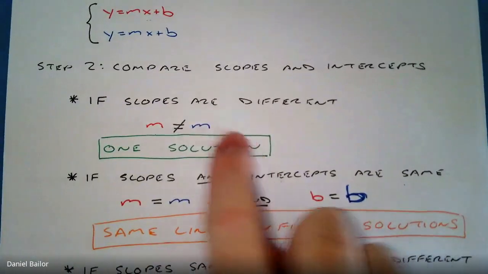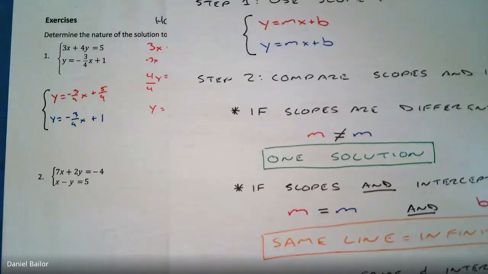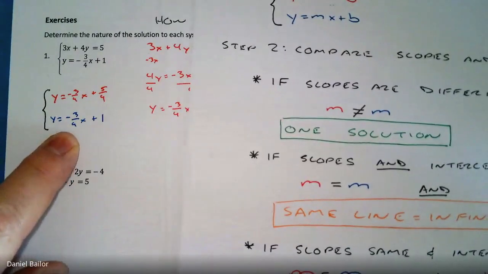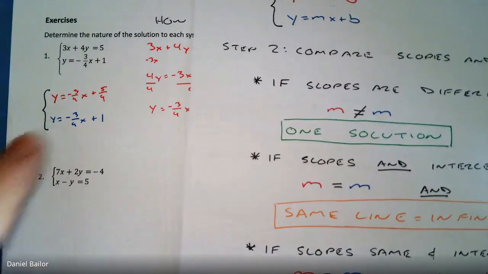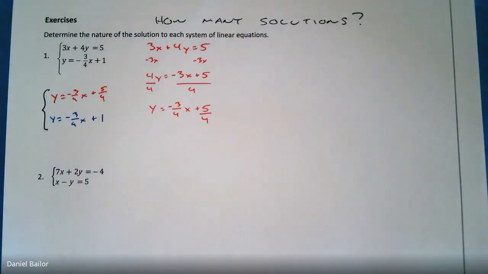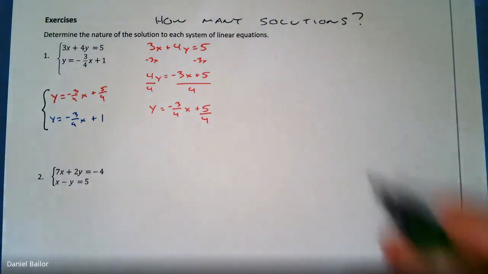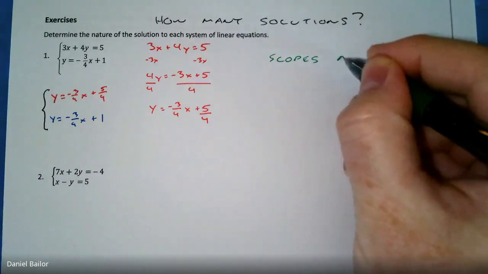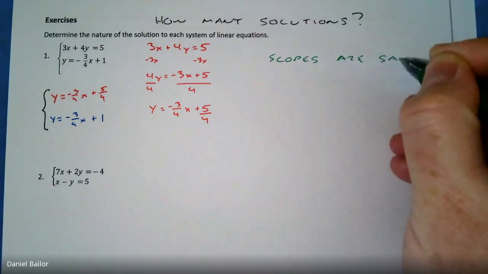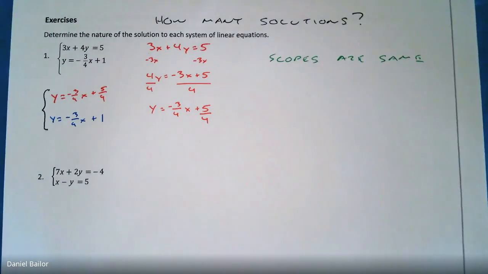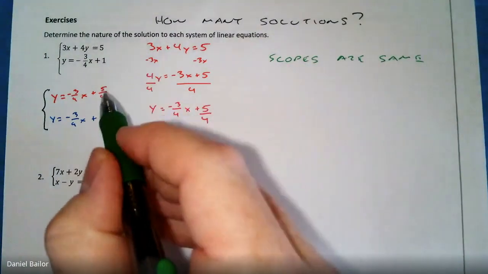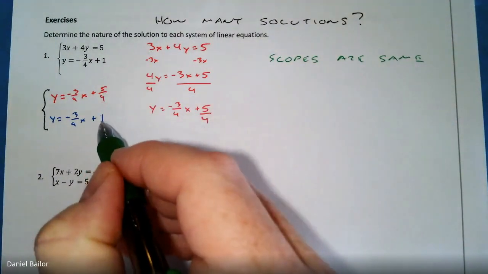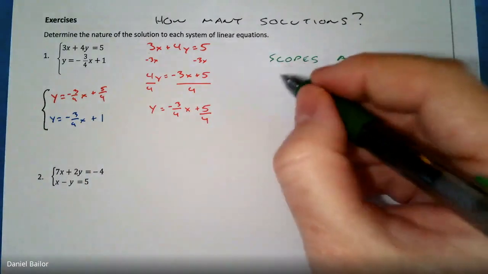So first one, are the slopes different? In this system, the slopes are not different. They are the same. So we can write that down: slopes are the same, slopes are identical. What about the intercepts? We have 5/4 and 1. Those are different. 5/4 and 1 are not equal.